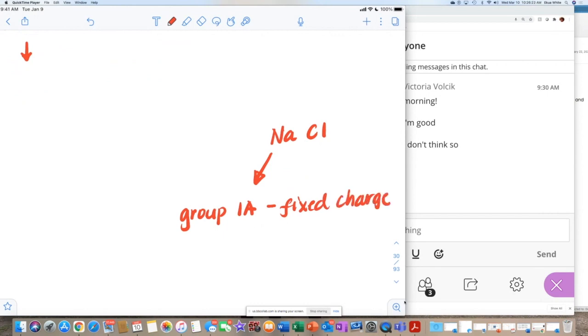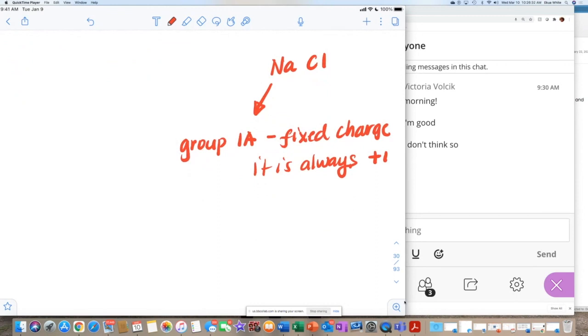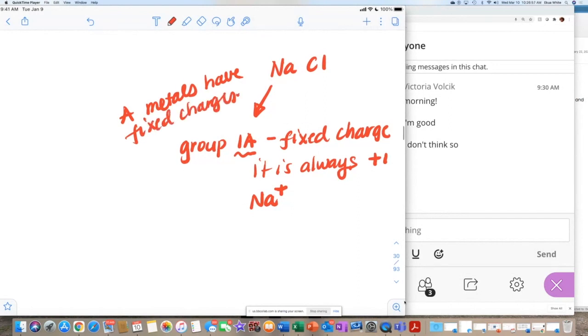Okay? It is always +1 when it forms an ion. So sodium always forms an ion of +1. So sodium always forms sodium ion like that, because it's in group 1A. Remember, the A metals have fixed charges. So just in case, A metals have fixed charges. Okay, now we're trying to name it.